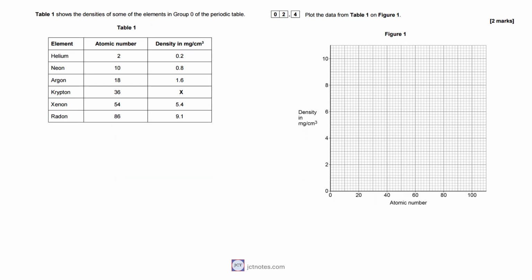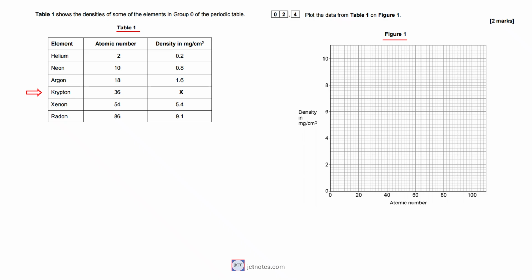For question 2.4, we need to plot the data from Table 1 onto the graph in Figure 1. Looking at the table, we have 5 complete data points to plot using their atomic number on the x-axis and their density on the y-axis. We will leave krypton out because its density is marked as x.